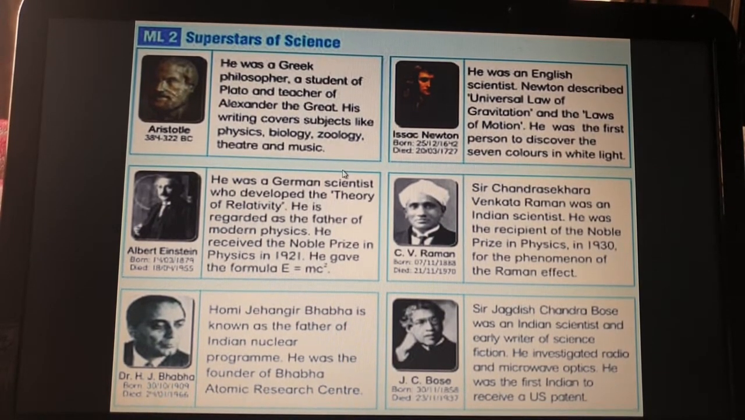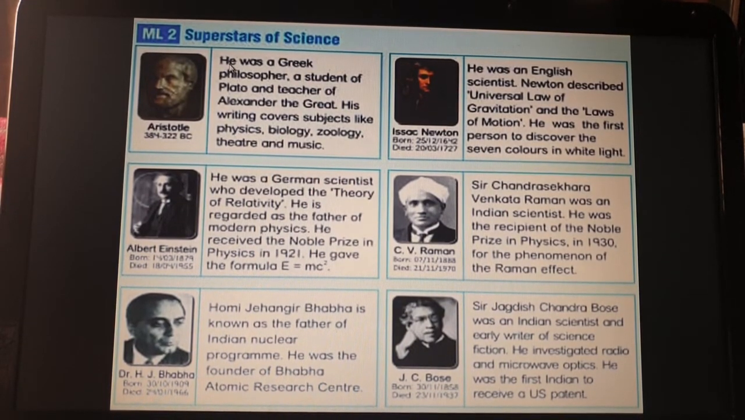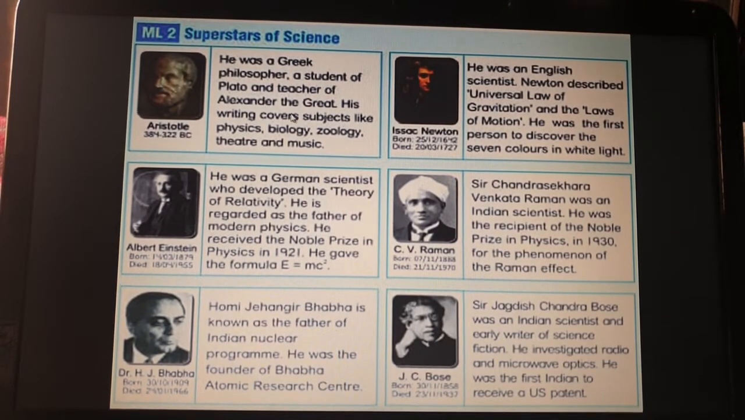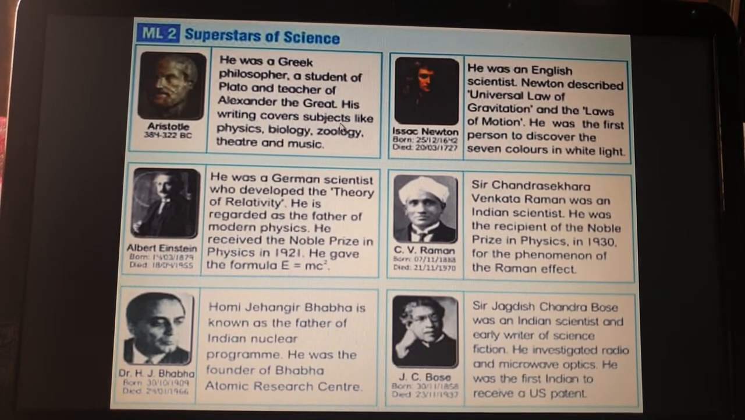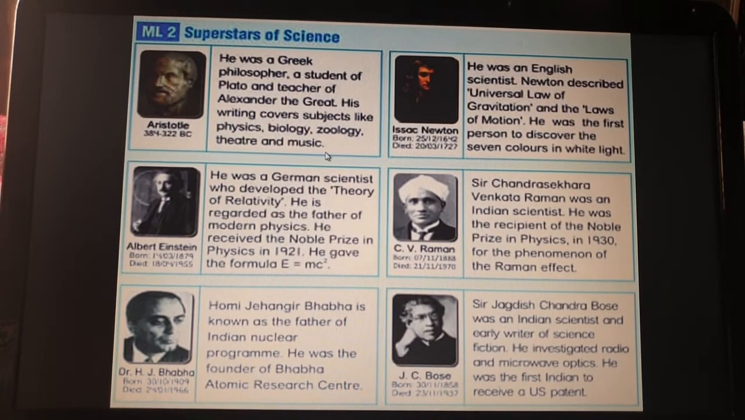Here you can see which country they belong to, what they have done, what scientific methods they have used, and which country they are from. I can mention one here. He was a Greek philosopher, a student of Plato, and a teacher of Alexander the Great. His writing covers subjects like physics, biology, zoology, theater, and music.